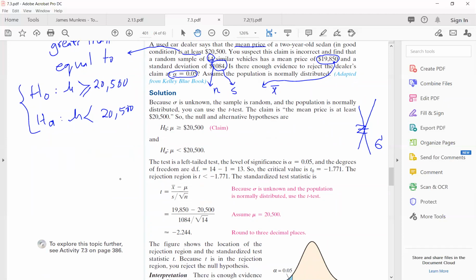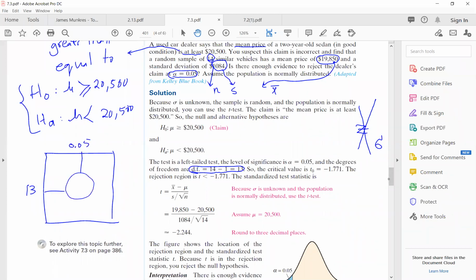Before finding the test statistic, let us find the critical value. Because your alternative hypothesis is less than, it means that you have a left-tailed graph. Now, the degrees of freedom is equal to sample size minus 1, which is 13, and the level of significance is 5%. The intersection between these two is your critical value with a positive sign, 1.771. Since you have a left-tailed graph, you have to put a negative sign in front of it.